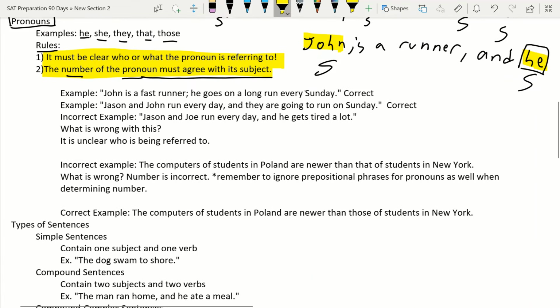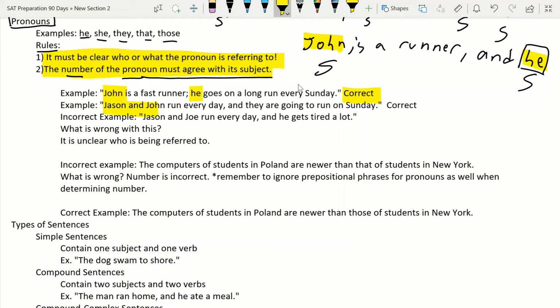So like I said, we've got "John is a fast runner." So John then is our subject. And then we have a semicolon, splitting our two independent clauses. We have "he goes on a long run every Sunday." That is correct because we have singular he, singular John, and it's clear that the pronoun is referring to John because there's no one else involved in that sentence.